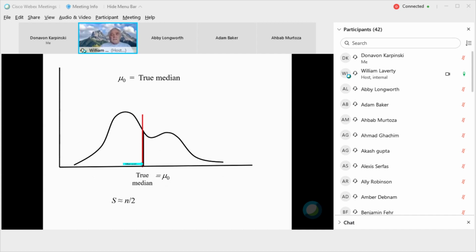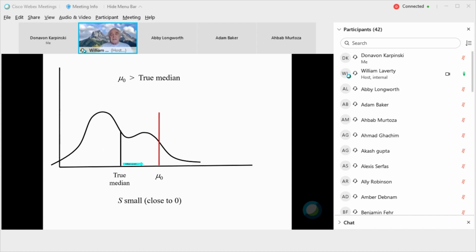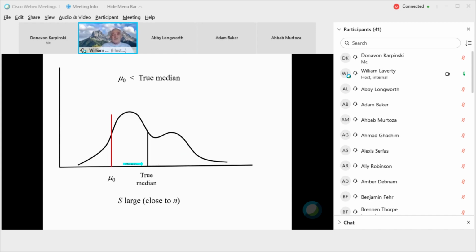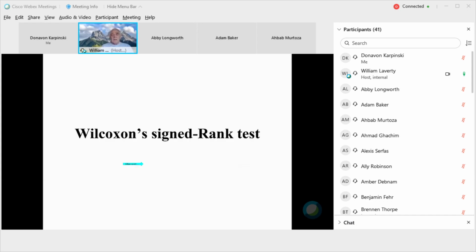If mu naught is the true median, S will be approximately n over 2. If the true median is less than mu naught, the number of positive numbers will be small, S will be small. If the true median is greater than mu naught, the number S should be large. Number of positive values should be large.